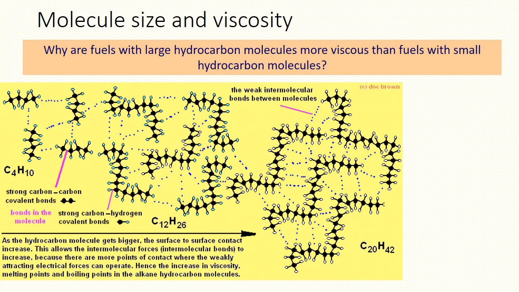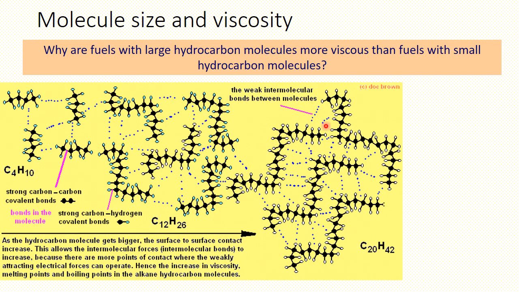The first one is represented in this diagram. Over here on the left hand side we can see that we've got butane, C4H10, and we can see that there are these blue dots in between them. These blue dots are the intermolecular forces, and we can see that between our butane molecules there are only a few opportunities for intermolecular forces to form, and so they're held together relatively weakly.